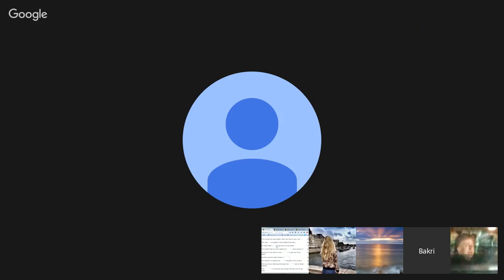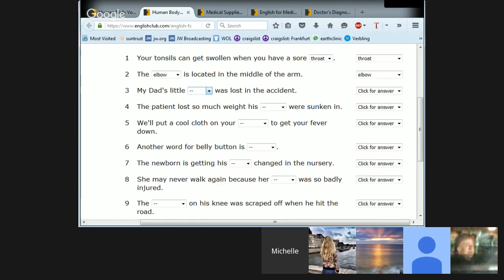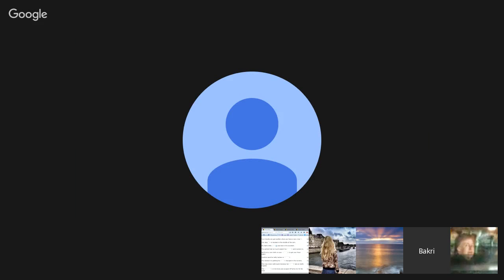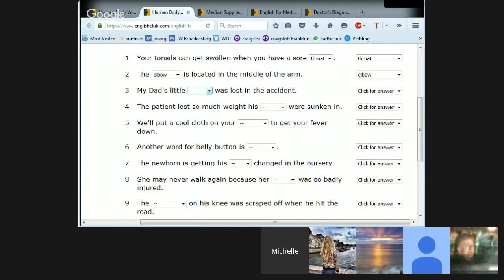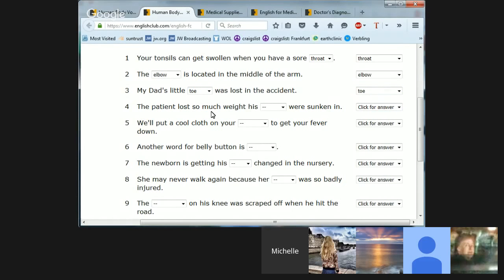My dad's little finger or toe was lost in the accident. Okay, yeah, the options are thumb, toe, wrist, or armpit. A little toe. Little toe, okay, I think that's correct also. Very good. Nice job. All right, Ksenia, can you try number four?